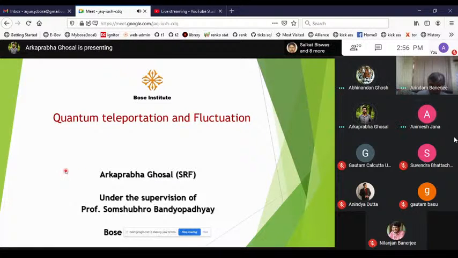Okay. Good afternoon, everyone. My name is Orko Prabho Ghoshal, and my supervisor is Professor Shonshu Prabhandopadhyay. Today, I am going to talk about quantum teleportation and fluctuation. At first, let us start with this particular picture.